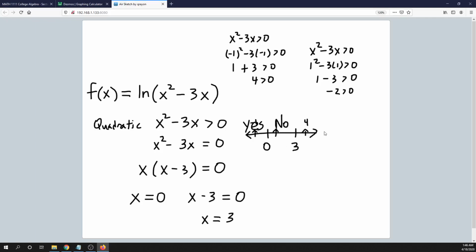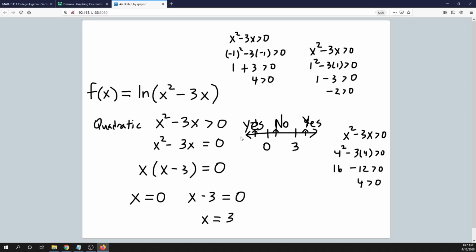All right, next up, I'm going to check 4. So I'm going to take 4 and plug it into this original inequality. When I do that, I get 4 squared minus 3 times 4 is greater than 0. 16 minus 12 is greater than 0. So 4 is greater than 0. That is a true statement, right? And so the answer here is yes. These numbers over here to the right of 3 are solutions of this inequality.